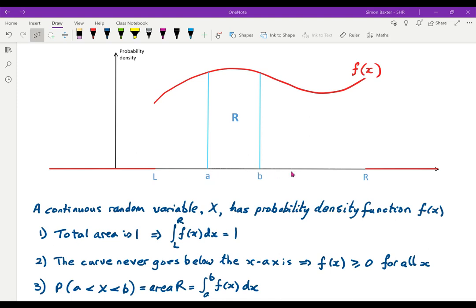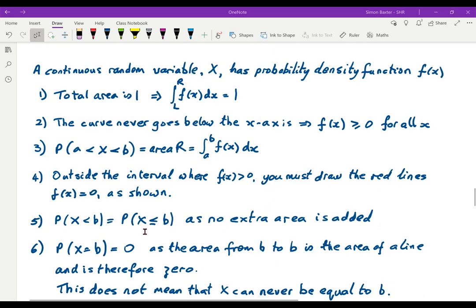In any continuous situation, the probability of any particular value is always 0, but it does not mean that it cannot happen. I've summarized that here. Outside the interval, you must draw the red lines to show the 0. X less than b, x less than or equal to b makes no difference. And this is the bit you must remember. X equals b is 0. That must be true for a continuous function. And this does not mean that x can never be equal to b.